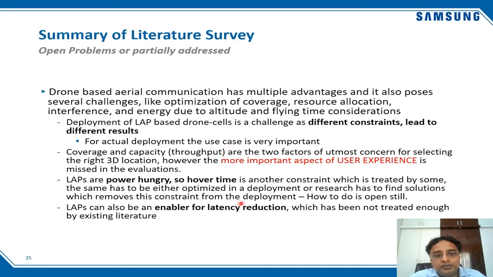There are other problems also, like UAVs are power hungry. So the hover time is another constraint, which is treated by some. But how do we work around this hover time? Is there a way to really remove this constraint? That would be really interesting. Right now, there is no solution for that, but that could be an area which can be looked at. UAVs are also enablers for latency reduction because they're really close to the user and there's a line of sight link. This is again not treated very well in existing literature. So this could be another direction of doing aerial network analysis.